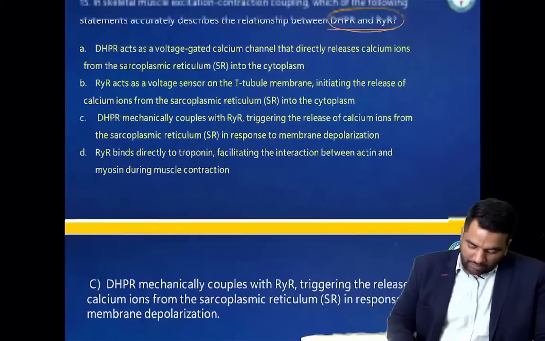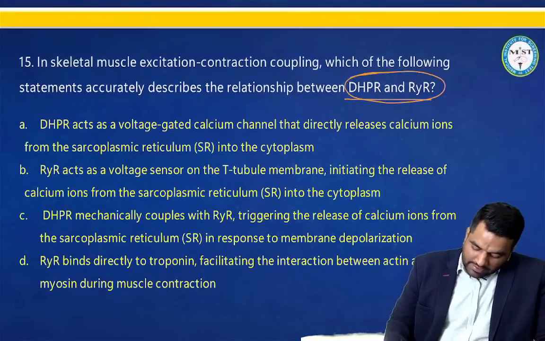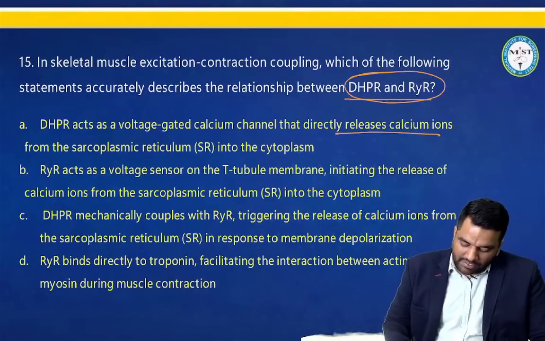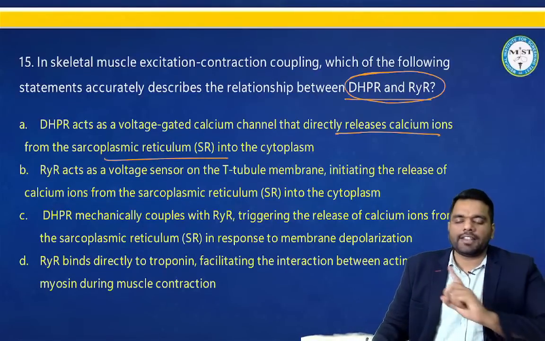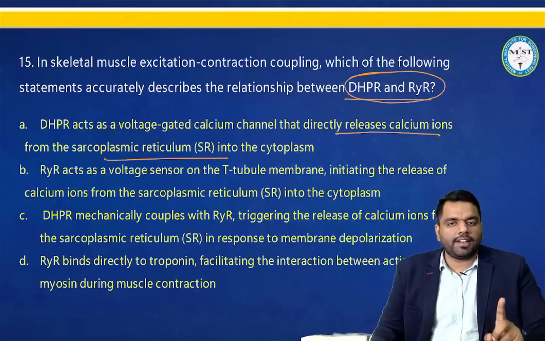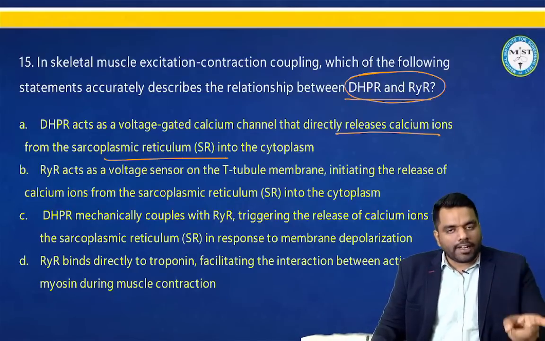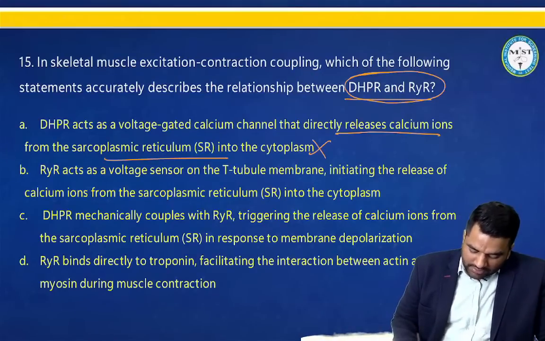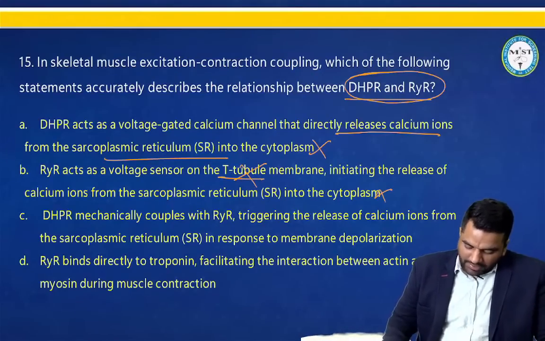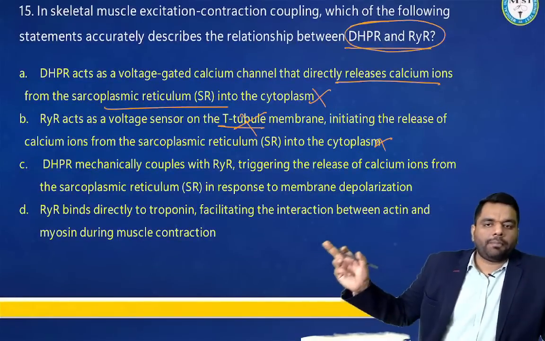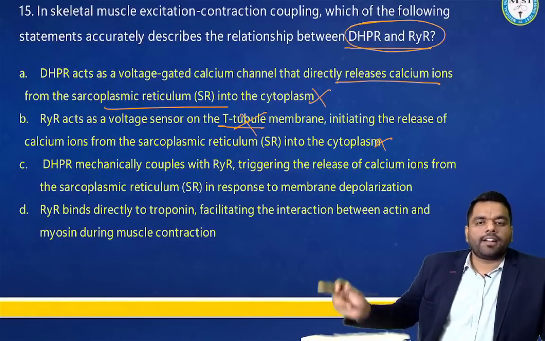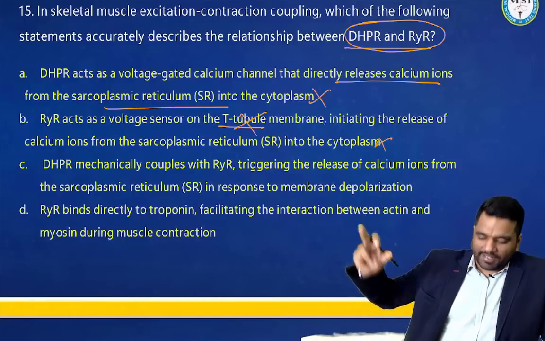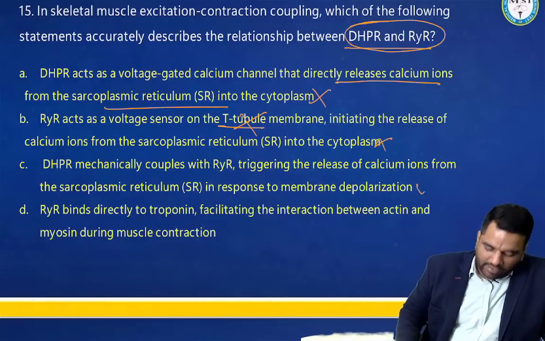So now please see the options. First of all, the DHPR acts as a voltage gated calcium channel that directly releases the calcium ion from the sarcoplasmic reticulum. No beta, DHPR is not going to release it directly. It will trigger the ryanodine receptor, which will open the calcium channel. So it is again a wrong statement. This is not the T-tubule, so again it is a wrong statement. Option C, that DHPR mechanically couples with the ryanodine receptor, triggering the release of calcium ion from the sarcoplasmic reticulum in response to membrane depolarization. Right, this is the right option.